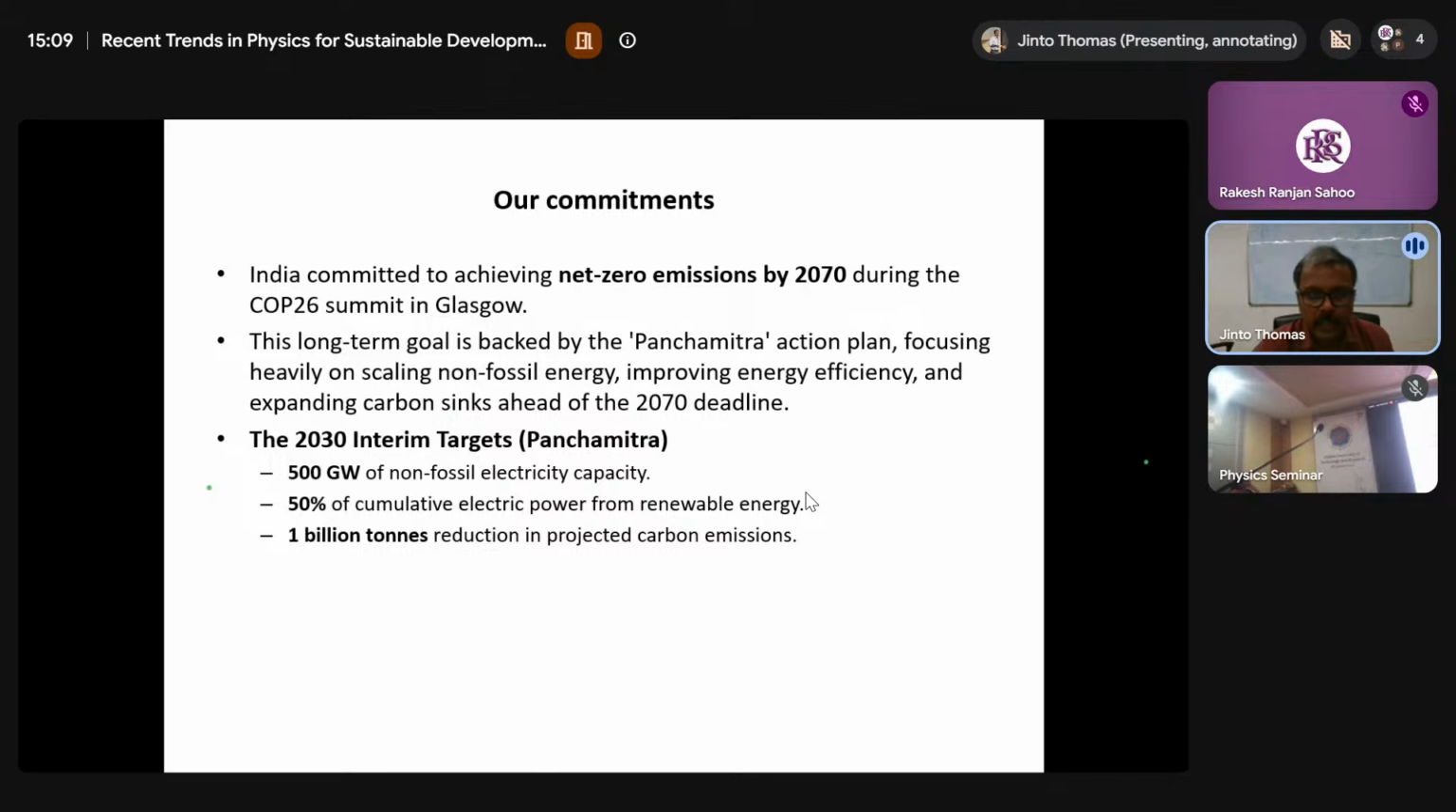This long-term goal is broken down by the government into milestones on the way to 2070. Our immediate target, which they term the Panchamitra, is that we must have 500 gigawatts of non-fossil electricity by 2030, and 50% of cumulative electric power from renewable energy. And we must reduce carbon emissions by 1 billion tons.